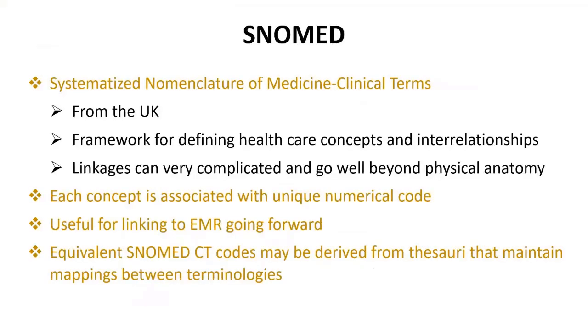SNOMED, this is the Systematized Nomenclature of Medicine Clinical Terms. This is from the UK. It's a framework for defining healthcare concepts and interrelationships. Linkage can be very complicated and go well beyond the physical anatomy. Each concept is associated with a unique numerical code. It's exactly as FMA, it's the same, but this one is UK and this one is USA. Useful for linking going forward, equivalent SNOMED code may be derived from the task group that maintains mapping between terminologies.